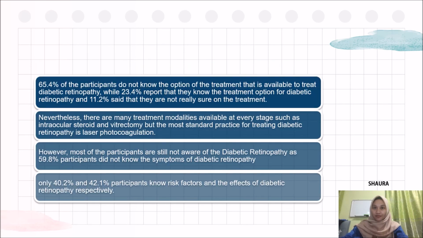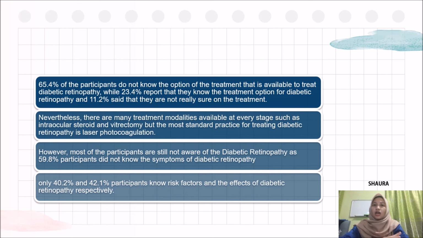65.4% of the participants do not know the treatment options available to treat diabetic retinopathy, while 23.4% report that they know the treatment options, and 11.2% said that they are not really sure about the treatment. Nevertheless, there are many treatment modalities available at every stage, such as intraocular steroids and vitrectomy. But the standard practice for treating diabetic retinopathy is laser photocoagulation.